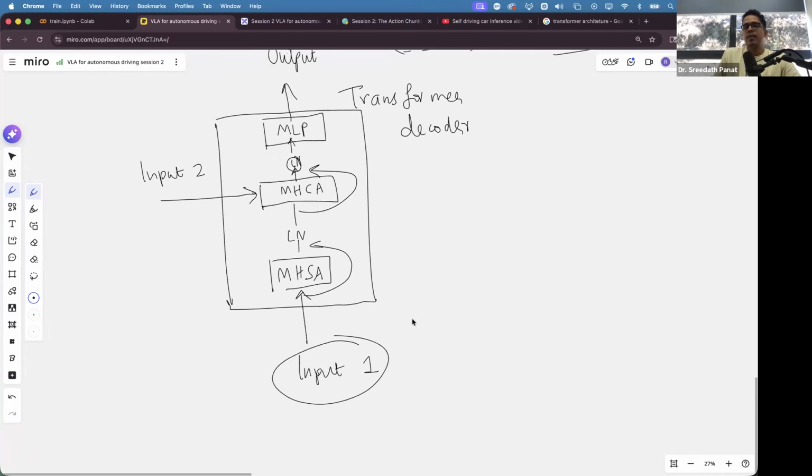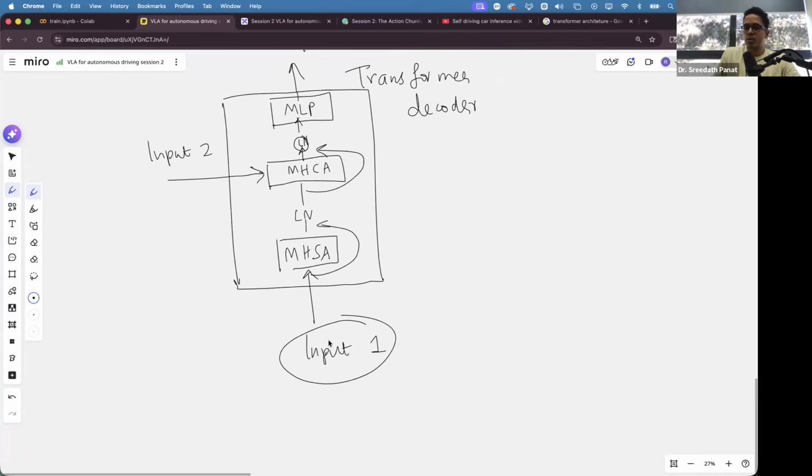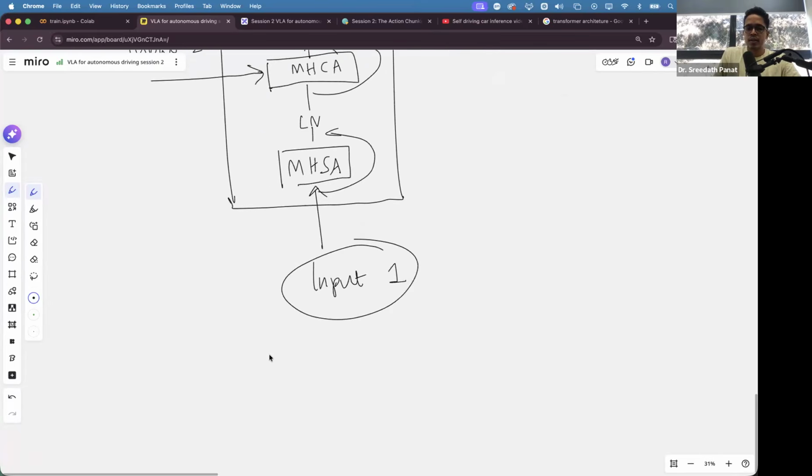Input 1 will be the action tokens which we initialize. So how many action tokens do we need? We need 5 action tokens: 1, 2, 3, 4, 5. So we will need 5 action tokens initialized. Okay, so this will be the input.